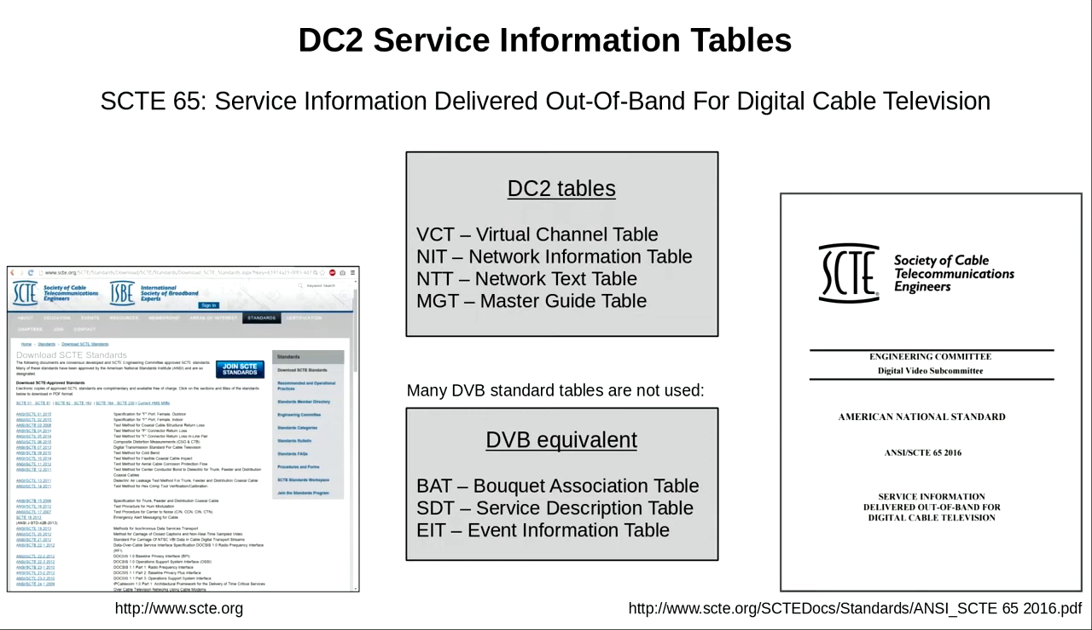There is no BAT or SDT, as you'd expect in DVB. Instead, there is a virtual channel table that maps the transport streams and programs to channel numbers. The electronic program guide is also not DVB standard, so you don't even get the current and next program information in any kind of a standard format.